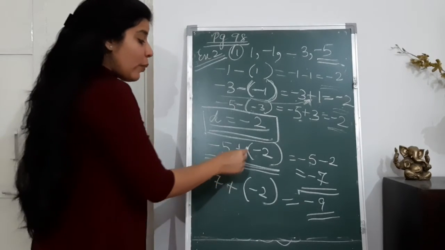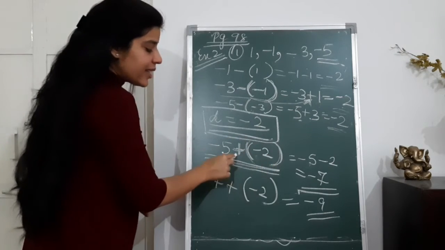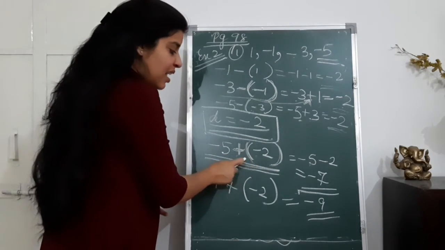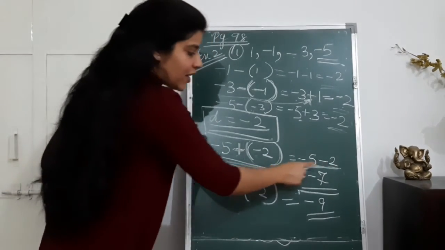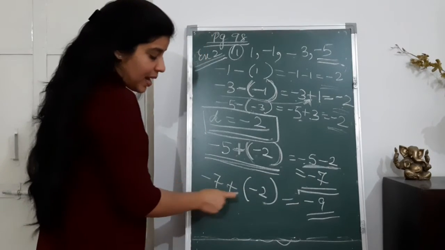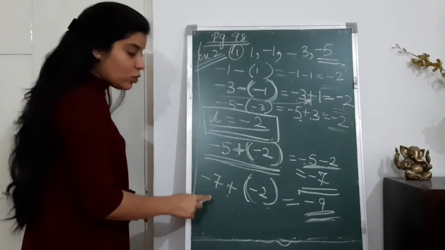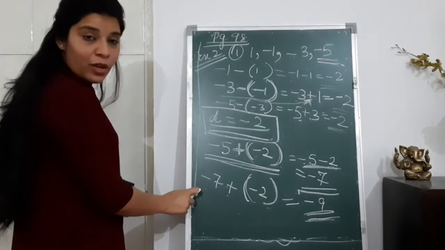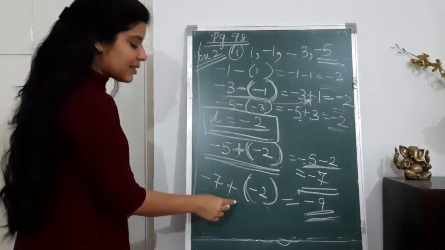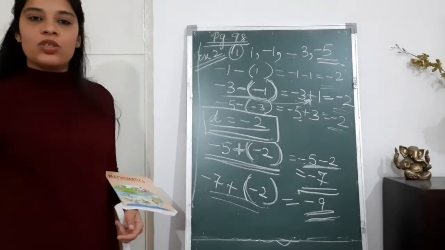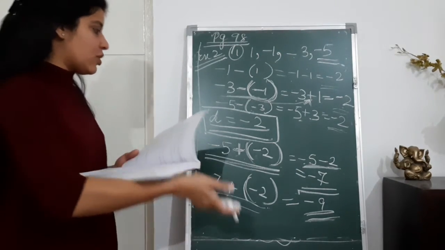On the contrary, when the number inside is negative and the sign preceding that bracket is positive, then this number is taken as negative only. So minus 5 minus 2 becomes minus 7. Minus 7 plus minus 2 becomes minus 9. These are the important rules which you should take care of while writing your exam, because most children get confused in these signs and then they make silly mistakes, because of which their whole question goes wrong. Okay, so this was your second question.